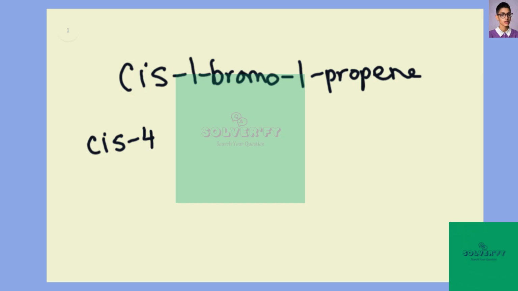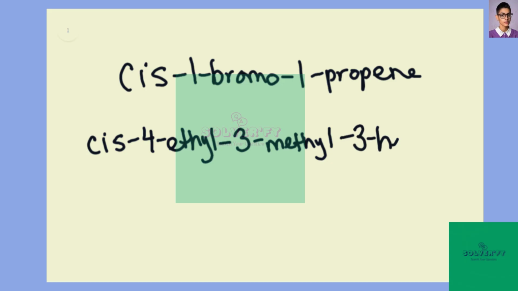From there, when we number it, we have an ethyl and a methyl, right? So ethyl comes first alphabetically. So ethyl is on the 4th carbon. Methyl is on the 3rd carbon. Those are the cis pieces of this compound. And then the double bond is 3, so it's a heptene.